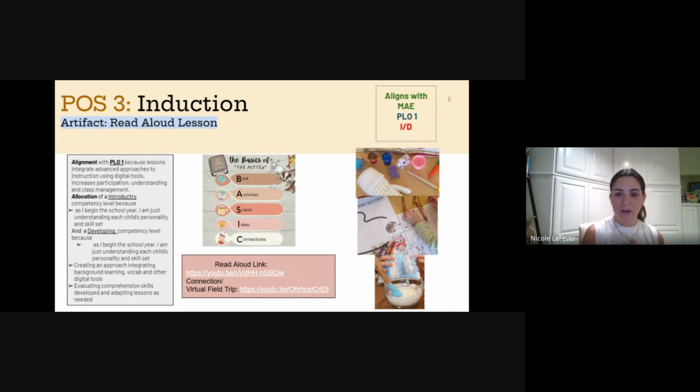So they had their own vanilla pudding. And then when I reread it, they would put a marshmallow in every time they heard an animal go into the midden. So that was also developing competency level because I'm evaluating their comprehension skill. I'm meeting the learners exactly where they are, creating an approach so they really can comprehend the story.